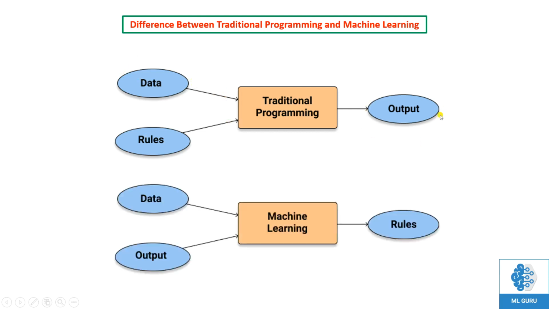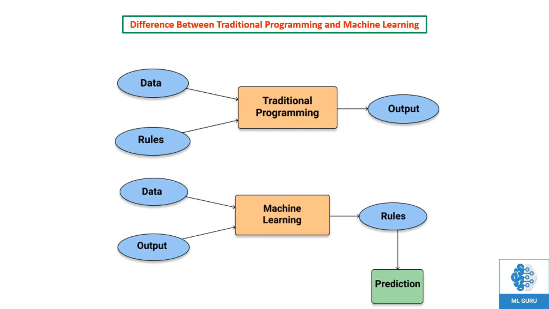But in machine learning approach, you have one input as your data, but the second input to the model is the output which you desire to get. This is something a little weird for beginners, but this is the key element of machine learning, that you give the output which you expect from the model as input for training. So based on this data and output, you get some set of rules. Now as you have got this set of rules, you can use these rules to make some prediction. And machine learning is all about making predictions.